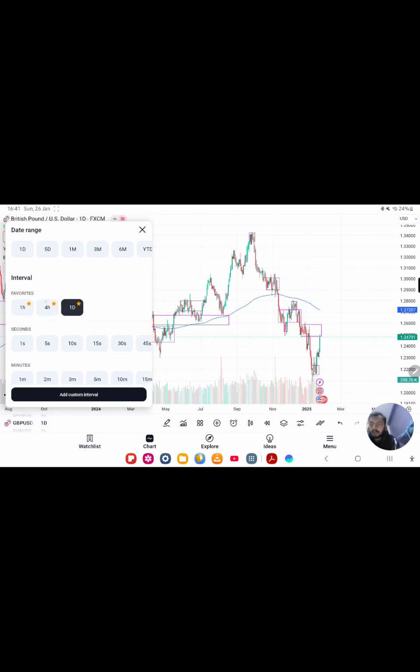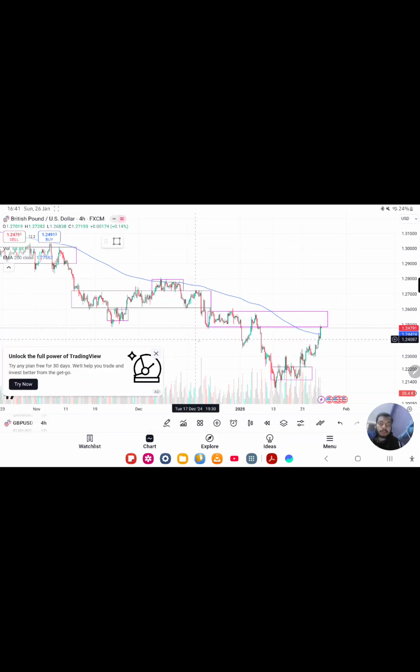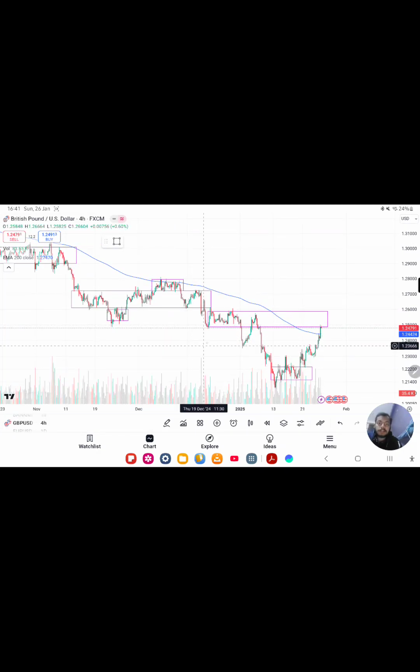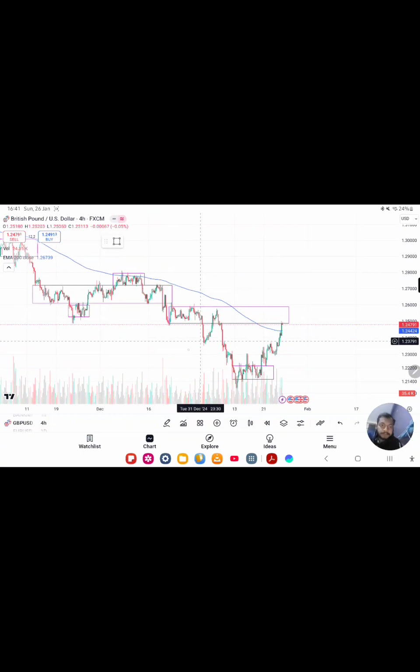Let me move it to the 4-hour chart, because that is where I had drawn the FVA. So we can see, let me show you. This is the one rectangular box. Here price spent most of the time.